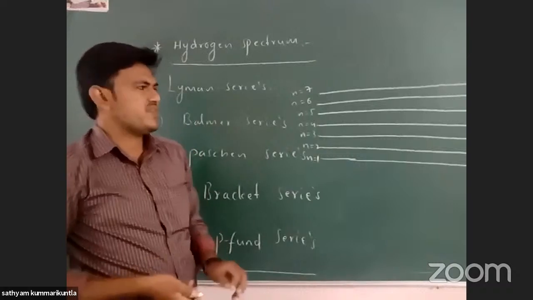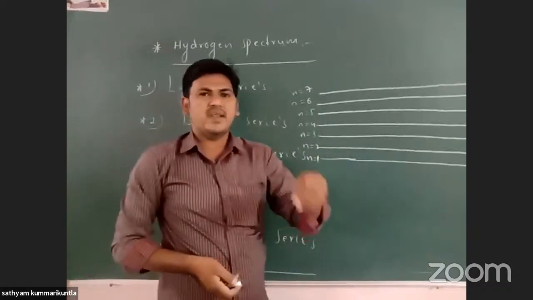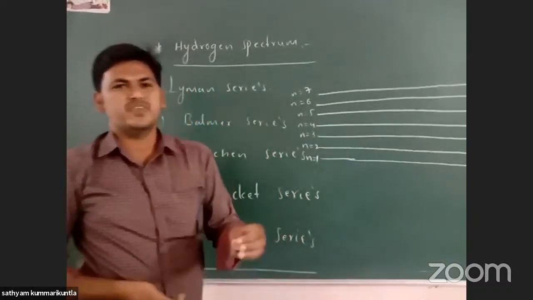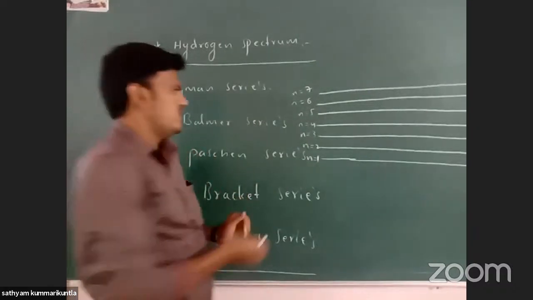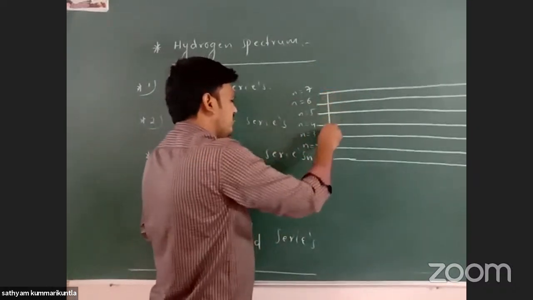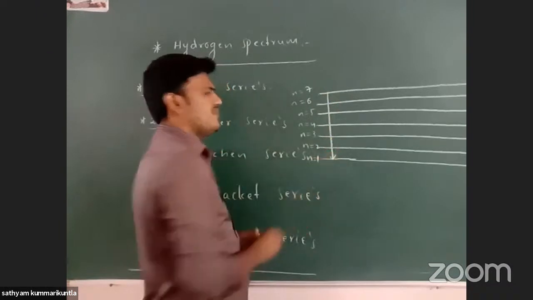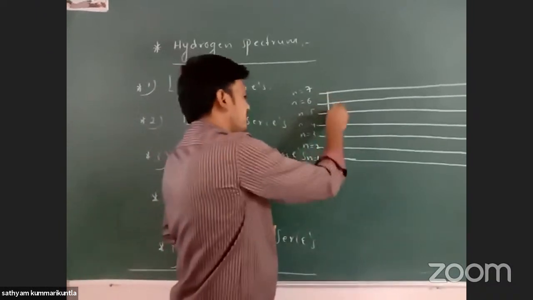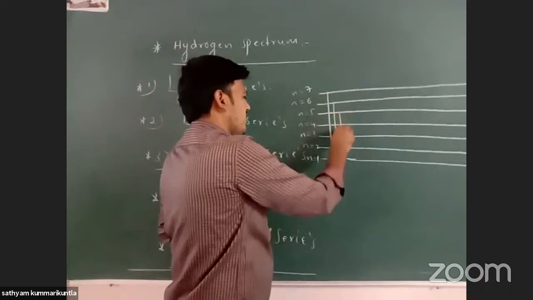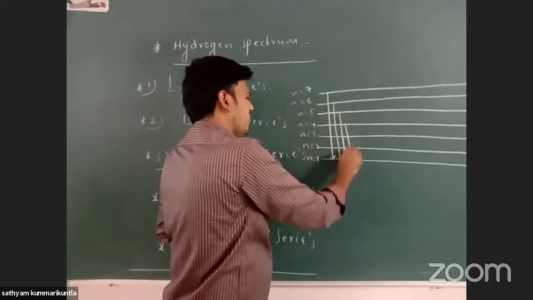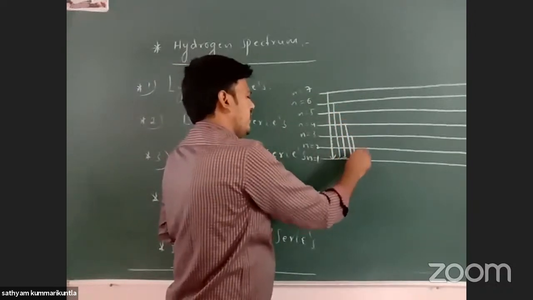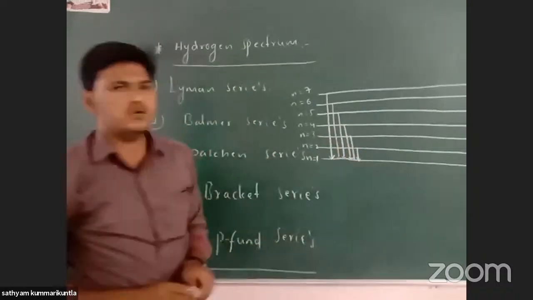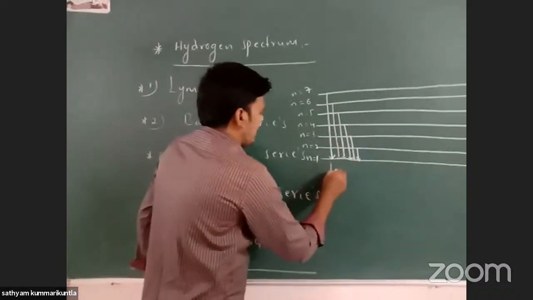First of all, the transition of an electron from any higher orbit level to the first orbit. That means 7 to 1, 6 to 1, 5 to 1, 4 to 1, 3 to 1, 2 to 1. This is the Lyman series.